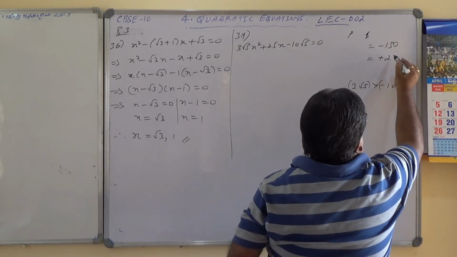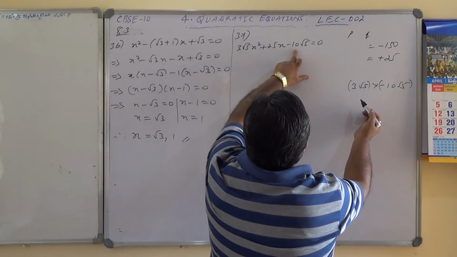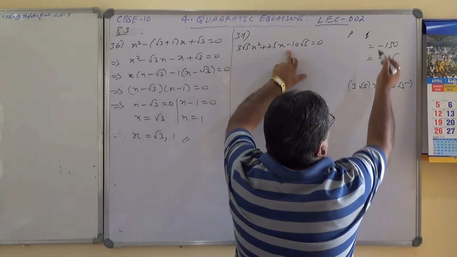I hope you are understanding. Let me check once again this one. Root 5 into root 5, 5. 5 into 10, 50. 50 into 3, 150. But minus sign, minus 150. Now this.